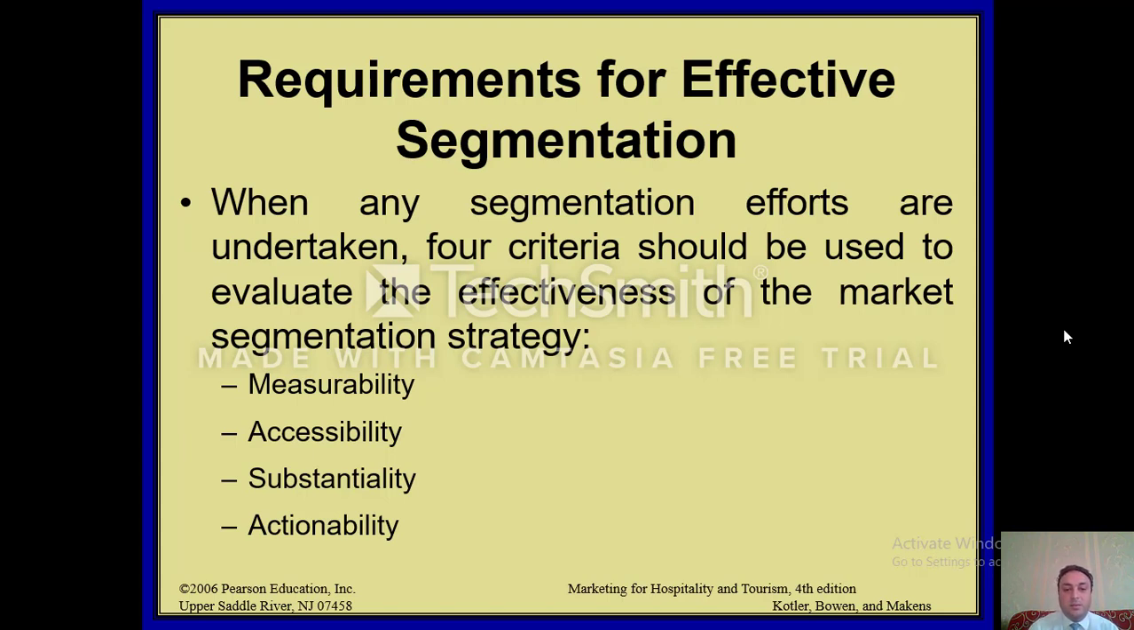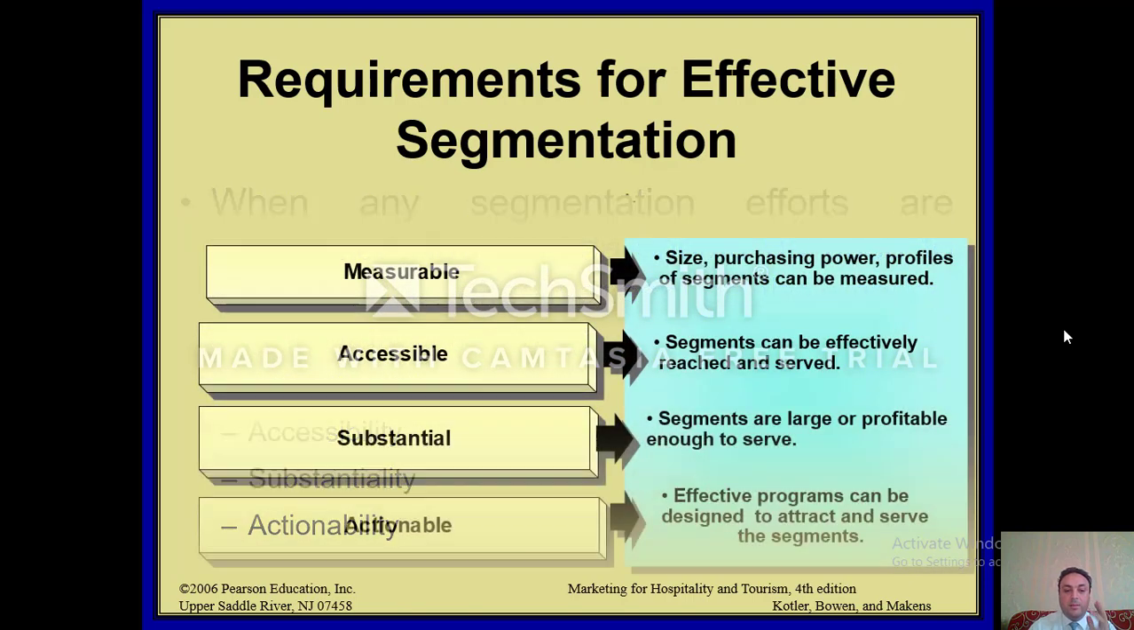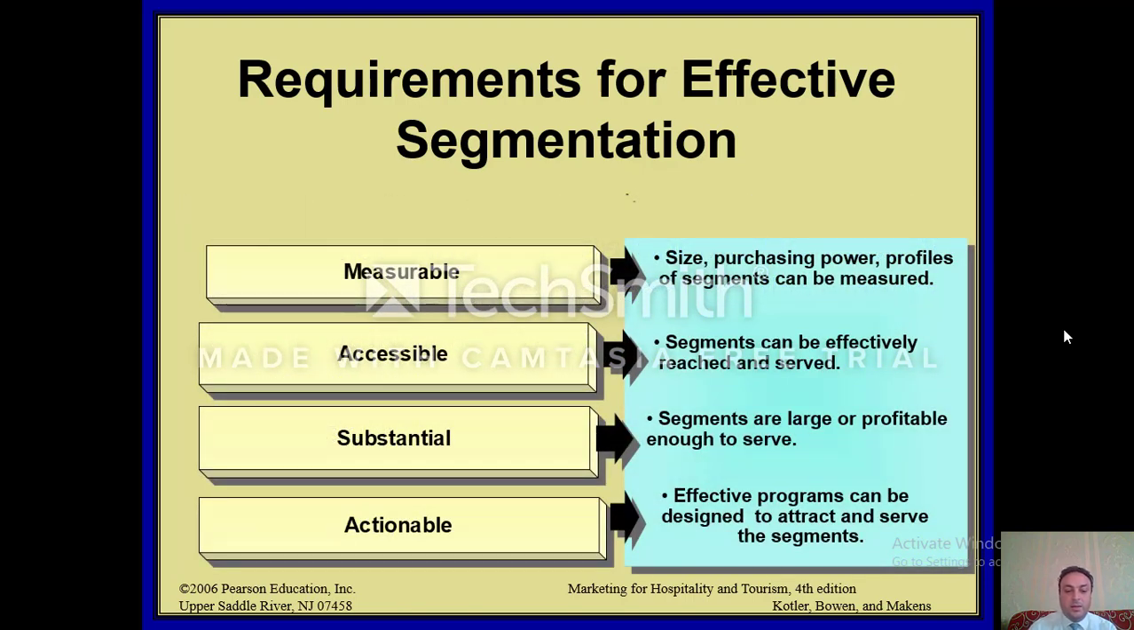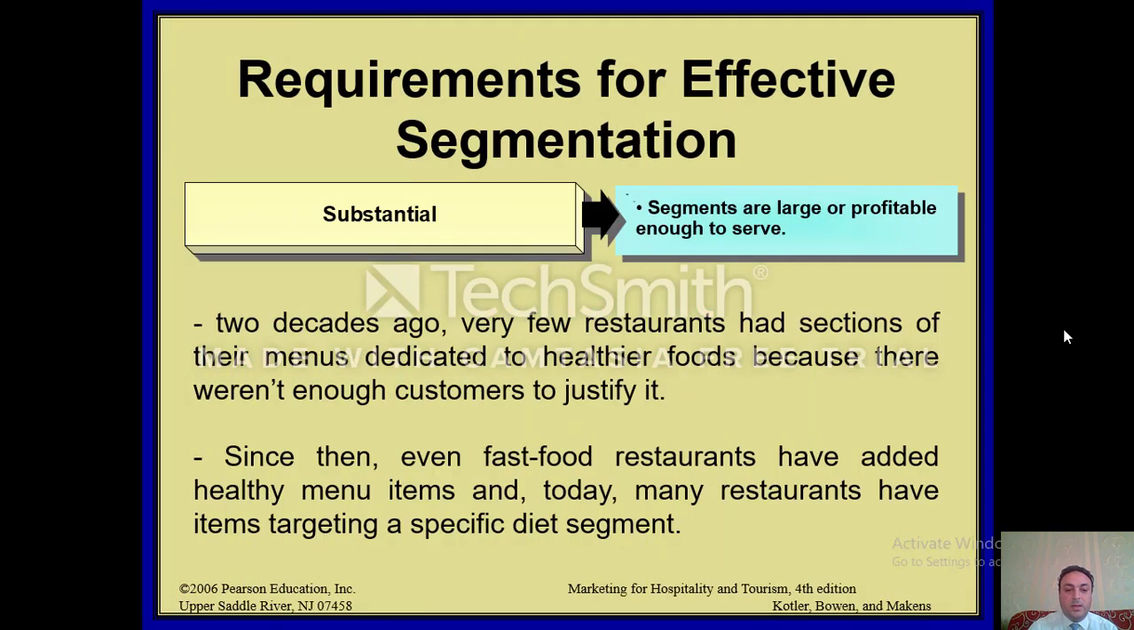After we make the segmentation, when any segmentation efforts are undertaken, four criteria should be used to evaluate the effectiveness of the market segmentation strategy, which are measurability, accessibility, substantiality, and actionability, as each one is explained here in detail. When we talk about substantial, it means that the segments are large or profitable enough to serve. So you have to select to target a large, profitable segment.